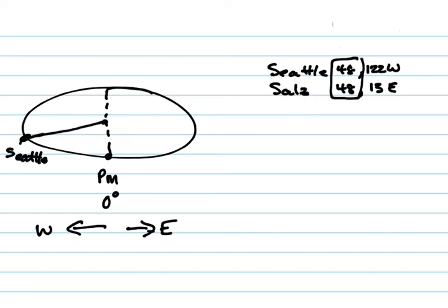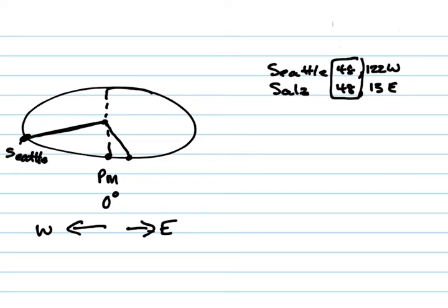So that means from Seattle to the center of the Earth, there's a line there, that's its radius. The other one, Salzburg, is 13 degrees east, so that's just over there a little bit. So drawing a line from there, that's its radius.